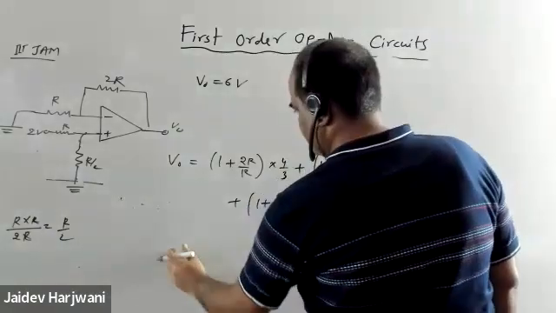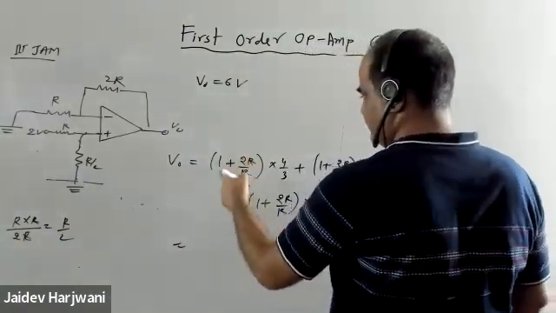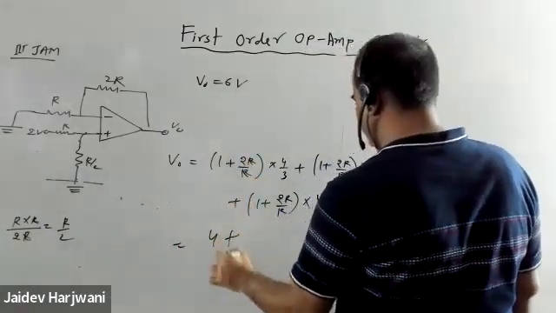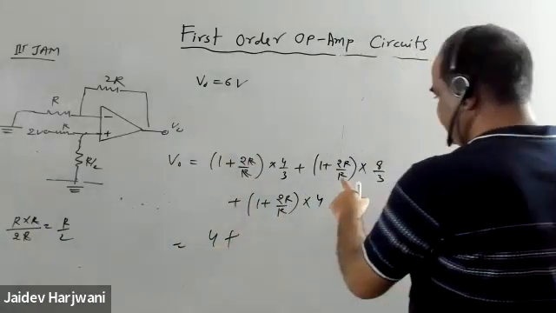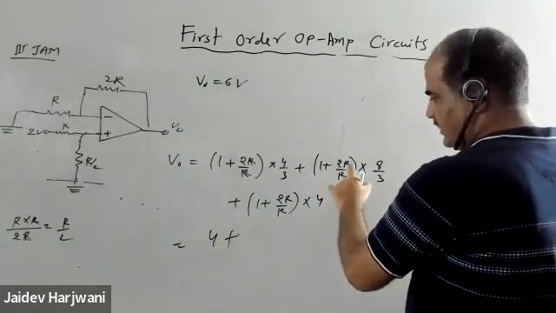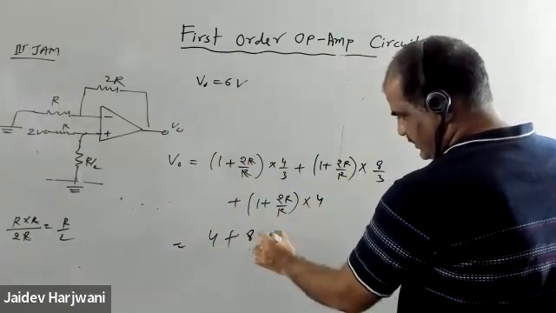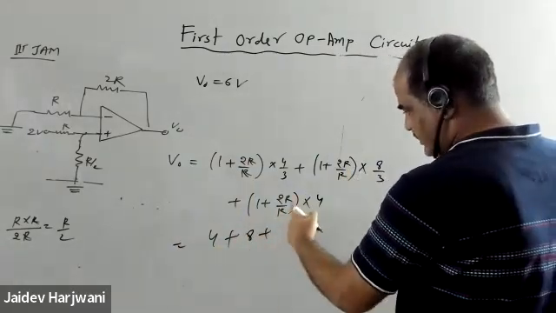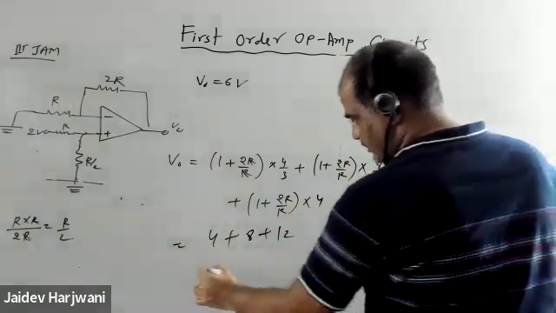How much is coming? If I solve this one, this becomes 3, this becomes 4 plus this becomes 1, 1, 3, 8, and this becomes 3, 12. How much is this coming?